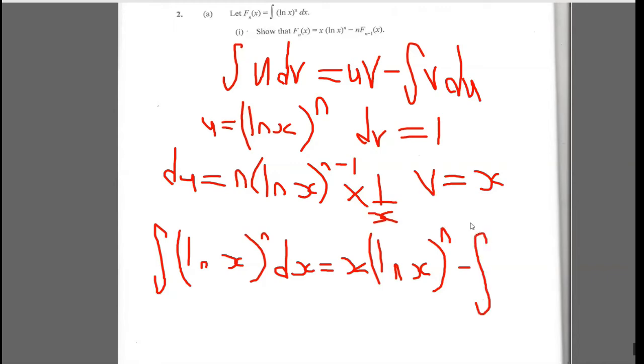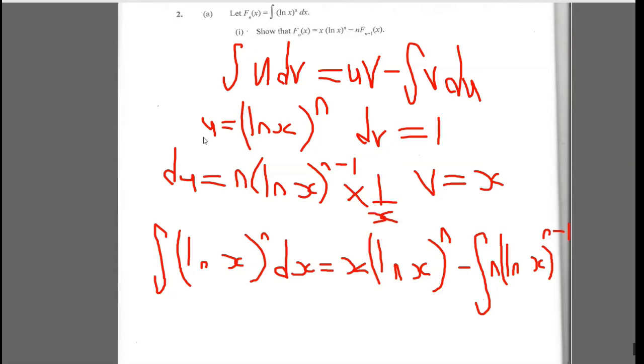Now this is what I want you to observe, v du. x times 1 over x, the x is gone. Can you see that? And so it works out to be the integral of n times ln x to the n minus 1. So it's ln x to the n minus 1, and of course we put a dx.